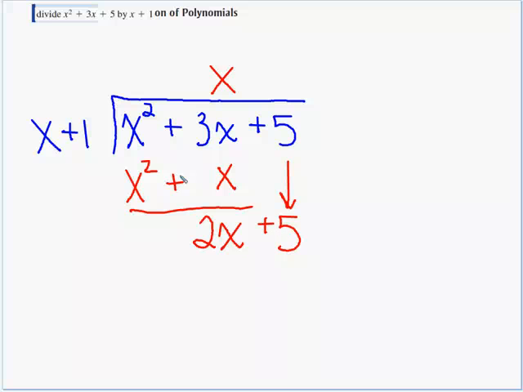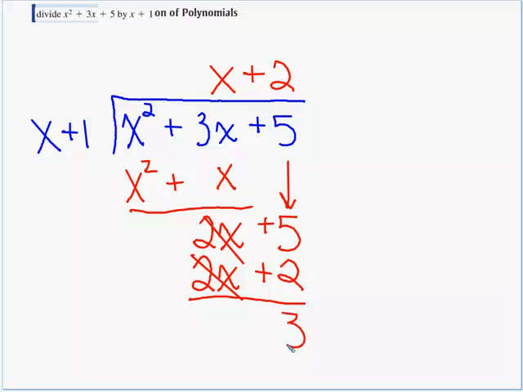So next we need a term up here. What times x is 2x? Well, that's going to be a plus 2. So 2 times x is 2x. And 2 times 1 is 2. So we got that plus 2. These subtract away. 5 minus 2 is 3. So that's our remainder. And again, we can take that remainder and make it the numerator of a fraction. So I'm going to come up here and make that 3 my numerator and my denominator x plus 1. And since that was a positive 3, I can put a plus sign right there.